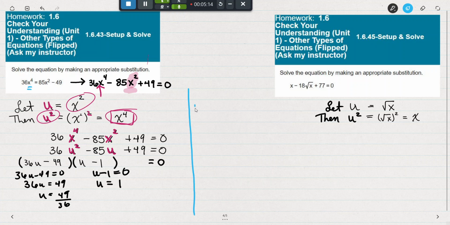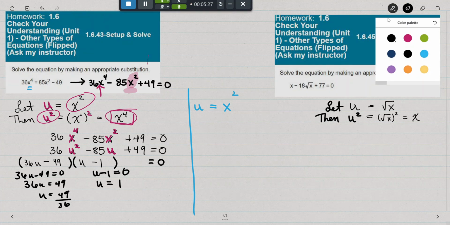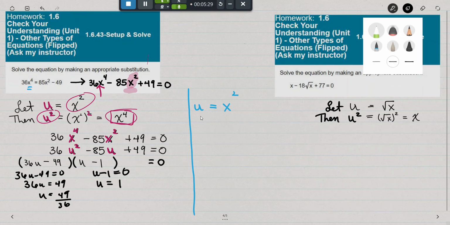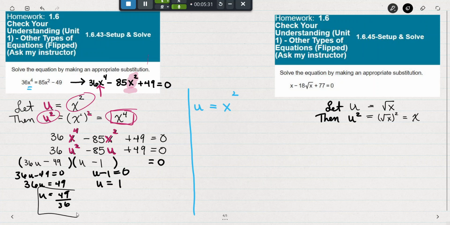Here's how you do that. You use a substitution. Now we've got that u was equal to x squared. And if u is equal to x squared, I can back substitute this 49 over 36 in for u, because I solved that u was 49 over 36. And if that is equal to x squared, then I can solve for x.